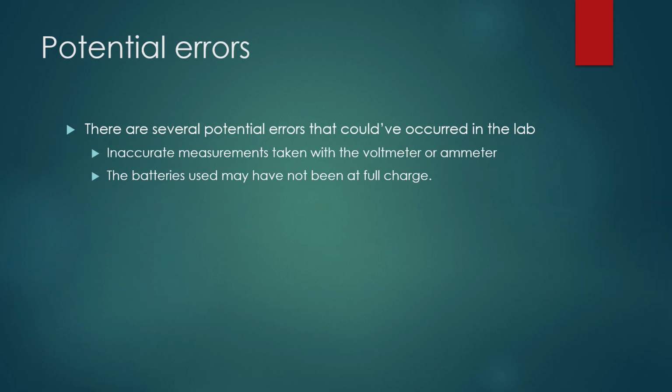Potential errors. There are several potential errors that could have occurred in the lab. One of them could have been inaccurate measurements taken with a voltmeter or ammeter, and the second could have been that the batteries used may not have been at full charge.